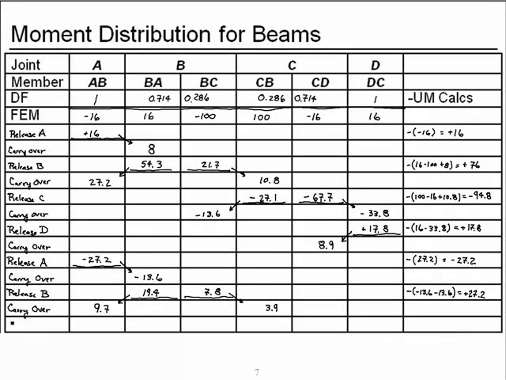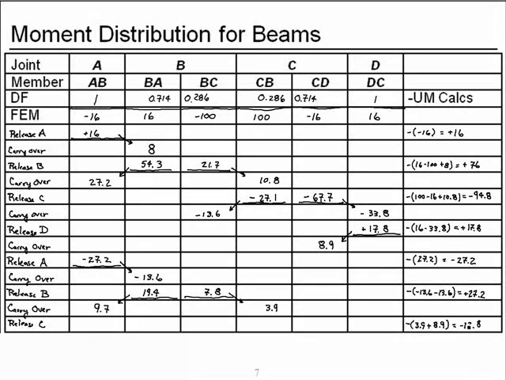Node C now has the largest unbalanced moment, so let's release C. We have the 3.9 and the 8.9. Now I'm not adding these up because I know they already add up to 0, but you could put them into your calculator just to check. When I add these up, put the negative sign out front, you get a negative 12.8 foot kips that must be distributed in order to bring node C back into equilibrium.